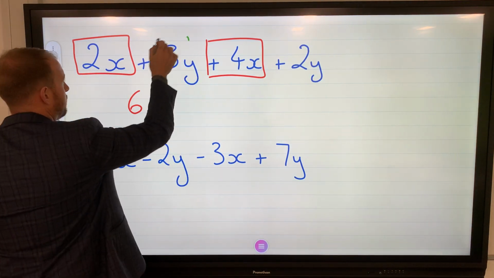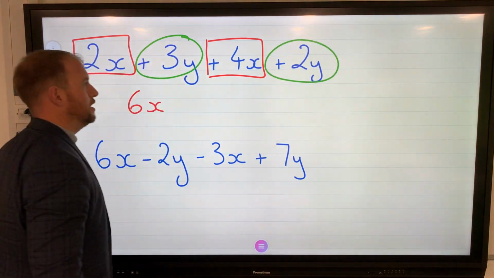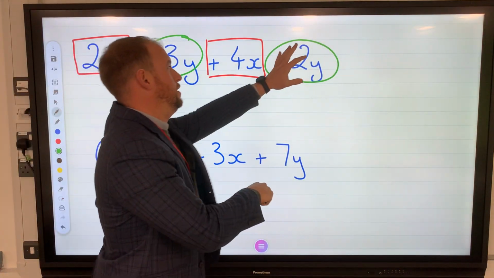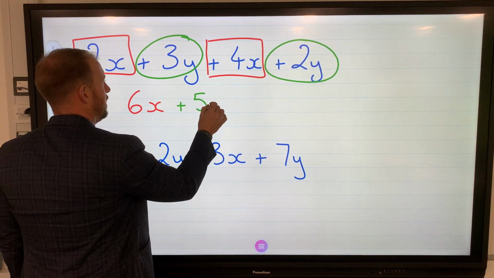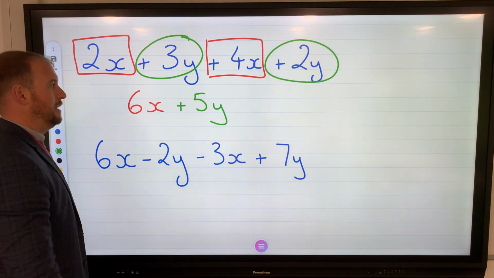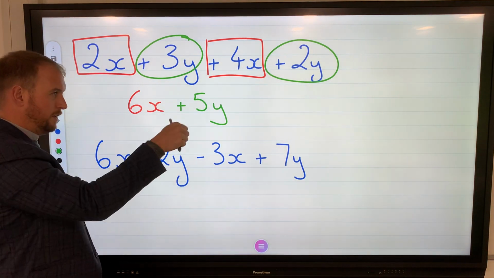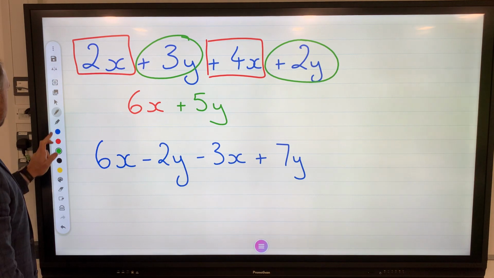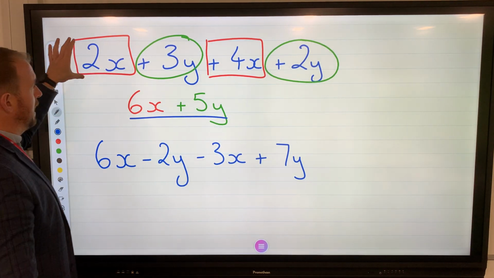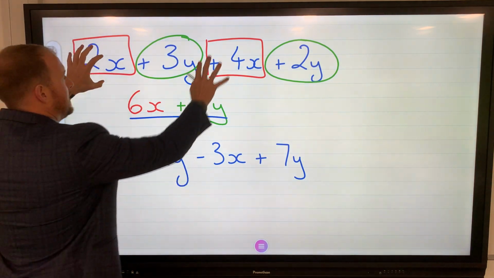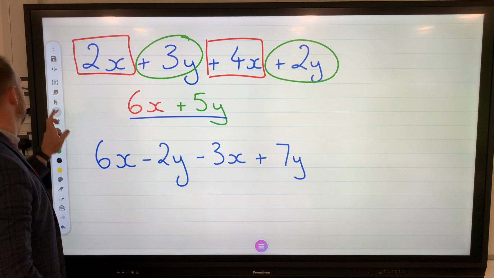Second basket, I've got a 3y and a 2y. So 3y's gone in there, 2y's gone in there. Therefore, I have 5y in that basket. They are both positive numbers. So therefore, I have a positive amount of y's to make 6y plus 5y. Obviously, I have simplified by collecting the like terms because they are like each other.